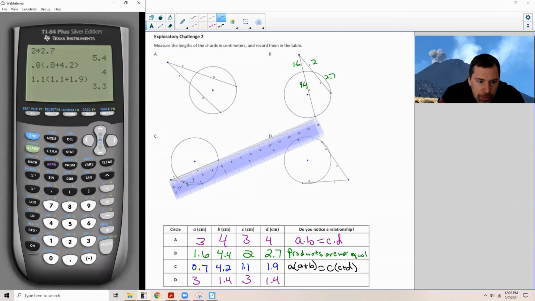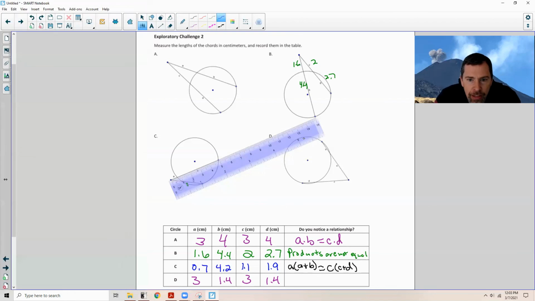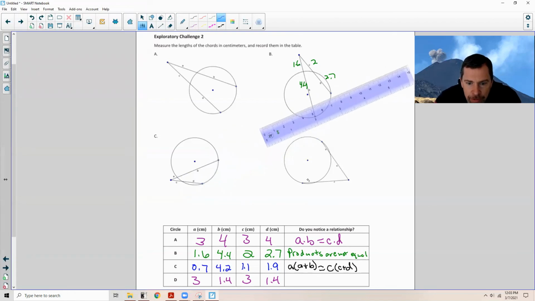So let's try that value again. It'd be 0.7 times parentheses 0.7 plus 4.2. And that gives me 3.43. Okay, that's better. I'm closer to that 3.3 on the other side. So it should be exact. So that is what is going on.